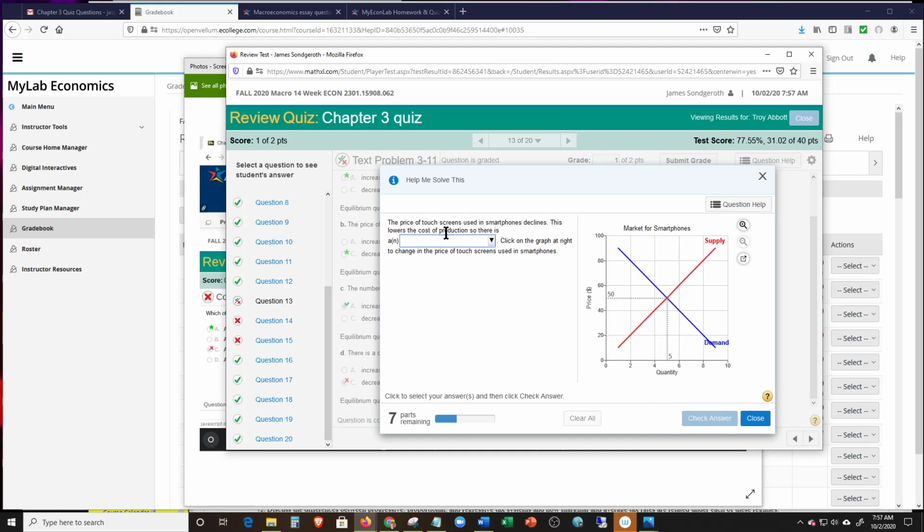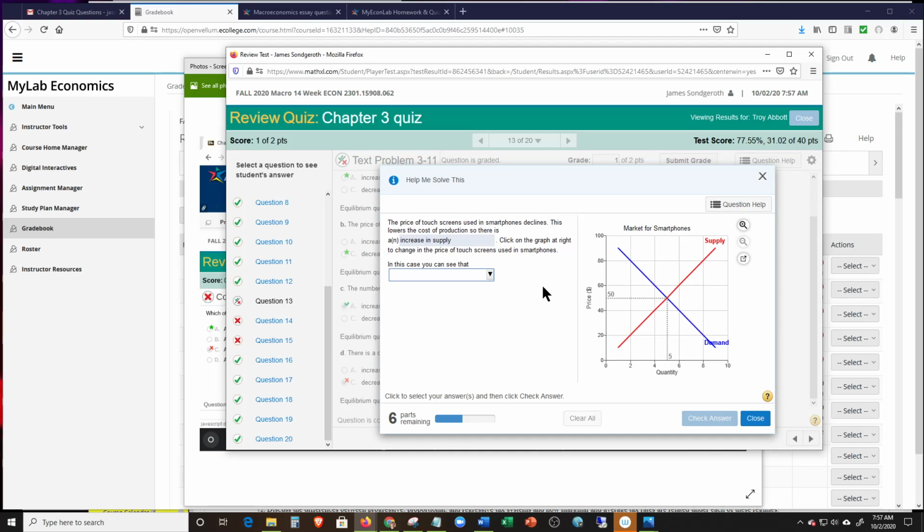Like, the price of touch screens used in smartphones declines. This lowers the cost of production. So there is, and I'm not sure what we're talking about, a market for smartphones. So this should be a shift in the supply curve, an increase in supply at every given price. And we can check answer, and that's okay.